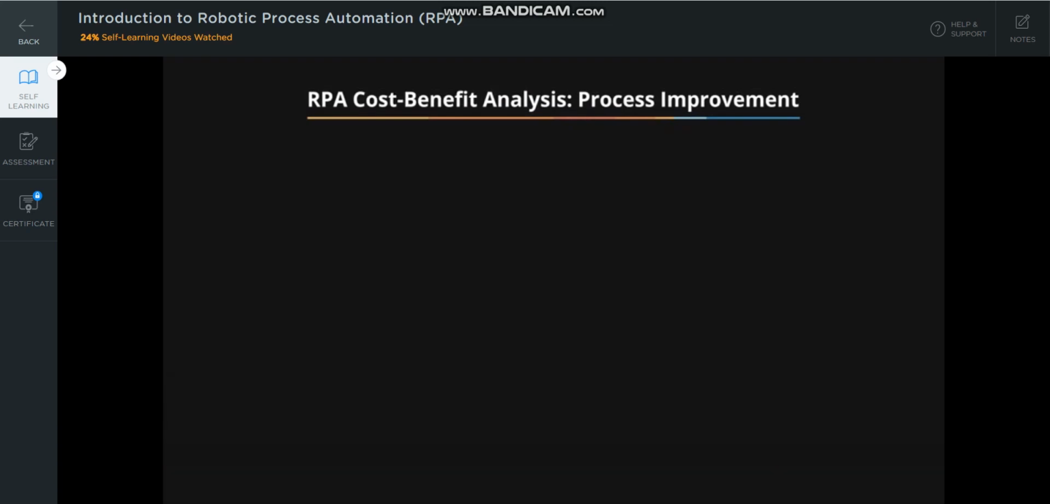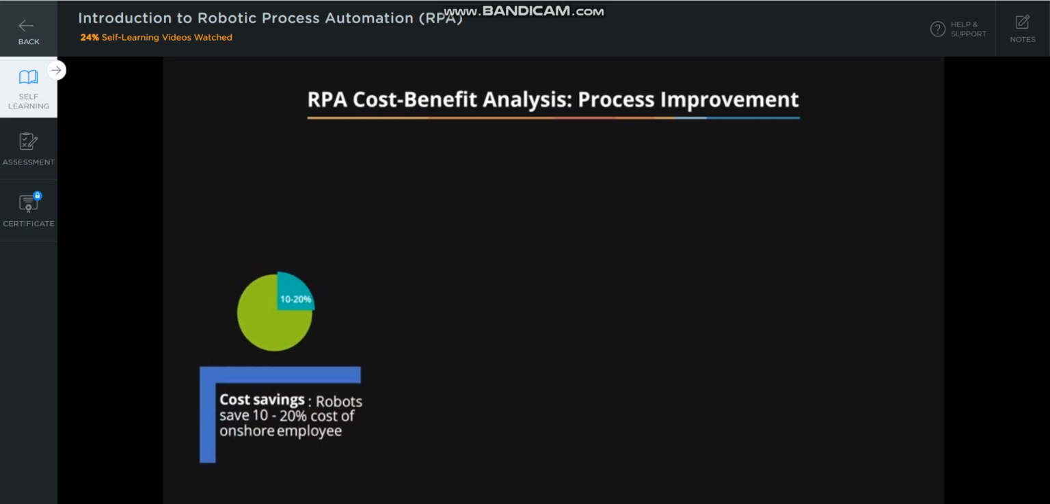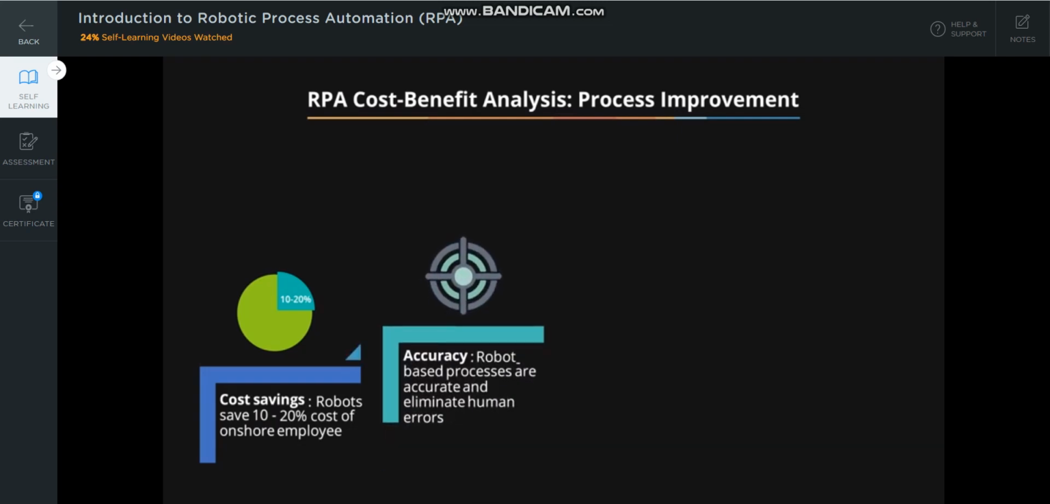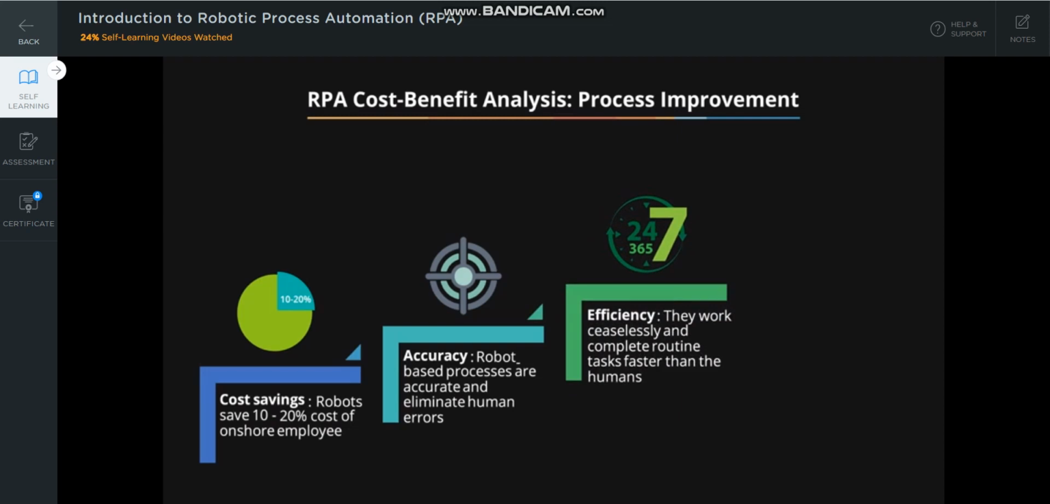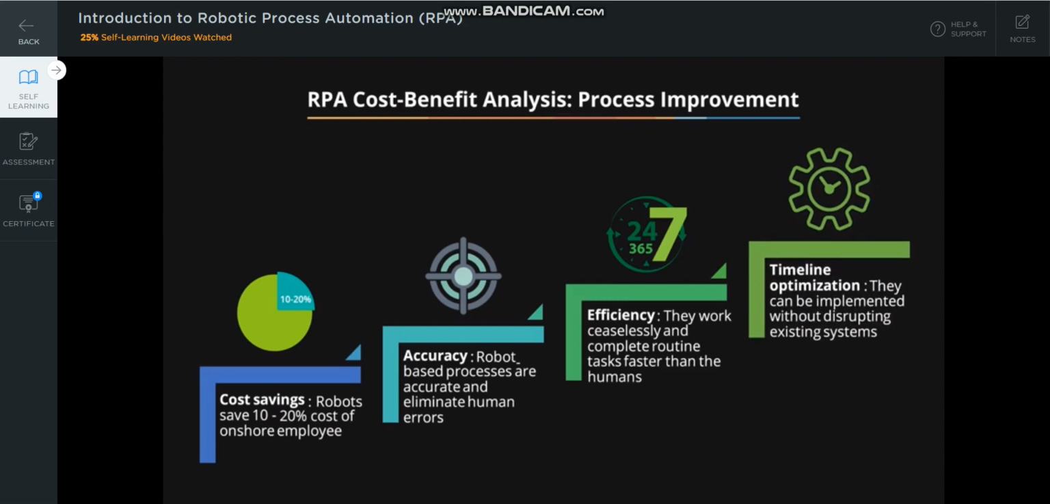According to Deloitte, RPA brings about cost savings of 10 to 20% of onshore full-time employee. Accuracy. Robot-based end-to-end processes are accurate, eliminating human errors. Efficiency. Robots work 24/7, 365 days a year, and complete routine tasks faster than human counterparts. Timeline optimization. As mentioned before, robots can be implemented faster without disrupting existing systems.